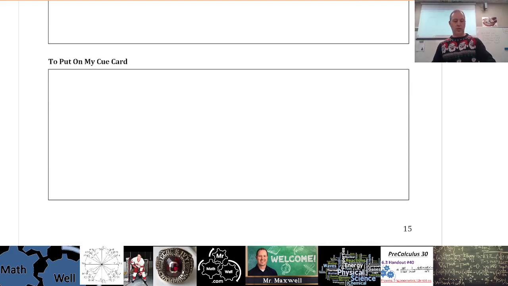If you have any notes here for this first page, you can put anything you want on your cue card while we go. Just flip back to the first page and write it down. Like formulas, the formula for a sphere, or whatever. There'll be things like that for your cue card that you'll study from.